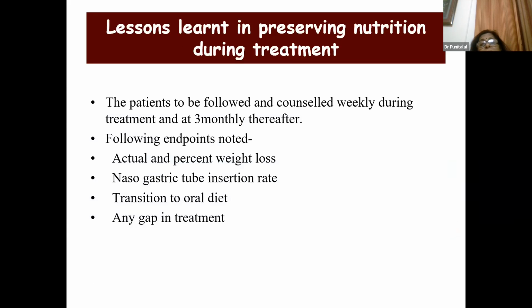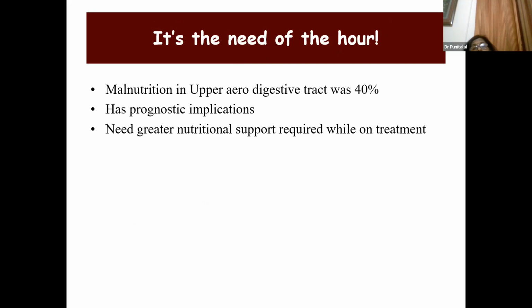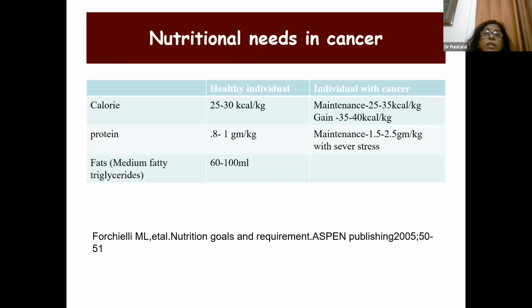The lesson that we learned is that we must keep counseling them, and keep following them during treatment and after treatment. That's a very important part. We need to decide when to transition from liquid to semi-solid, when to put in an enteral feed, and when to stop treatment just to give rest to the ulcerated mucosa. So clearly the problem is to the tune of 40 to 50%, and it has long-term prognostic implications. And so we need greater and greater nutritional support. They form an inevitable, vital component of our team on a day-to-day basis.